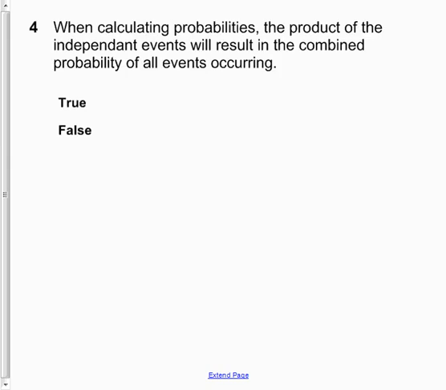Question 4. When calculating probabilities, the product of the independent events will result in the combined probability of all events occurring. The answer is true. I know what happened when I made the test up the first time. I had put the word sum up here, and then I thought, nah, I'll just put product. The answer is true. But I had changed it, and I forgot to change the answer, because I originally had the sum of the 2 events.